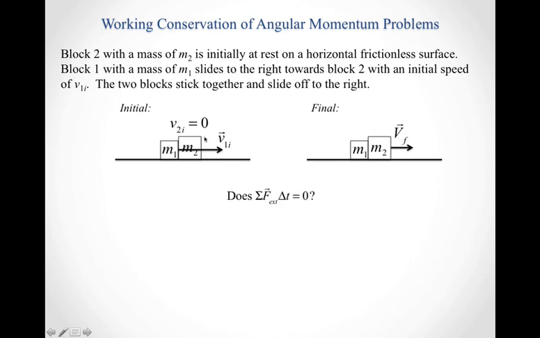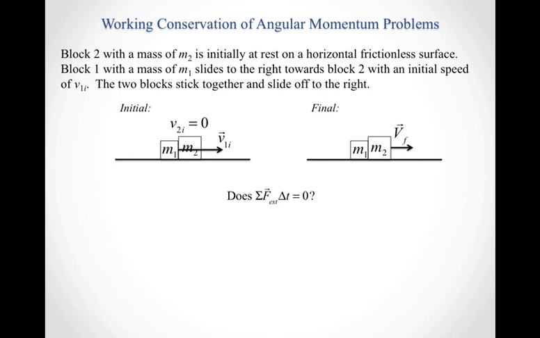So when I think about the external forces, well, I know gravity is going to pull down on both blocks. There'll be a normal from the surface that will cancel out that gravitational force. There's no friction here because my surface is frictionless. And so sure enough, in terms of external forces, they all cancel out.